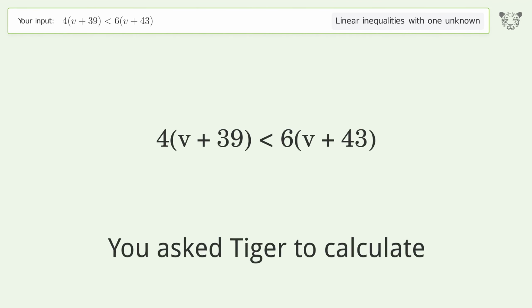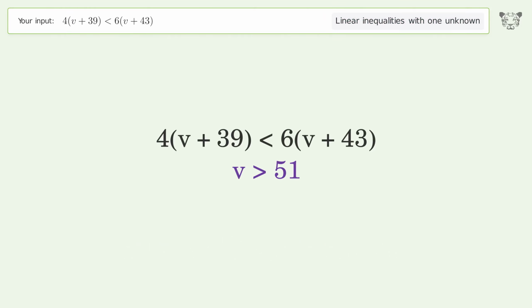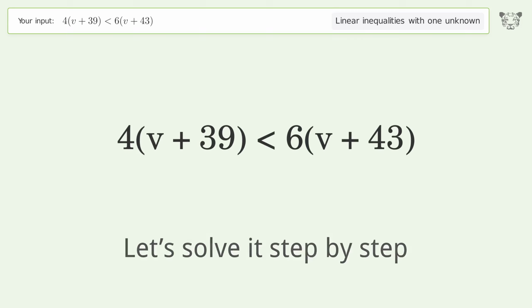You ask Tiger to calculate. This deals with linear inequalities with one unknown. The final result is v greater than -51. Let's solve it step by step.